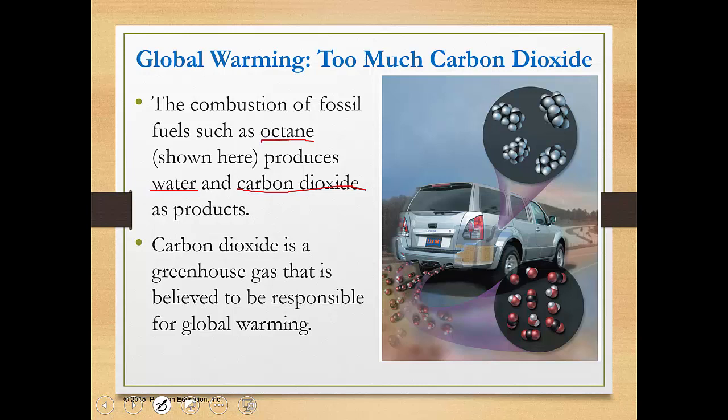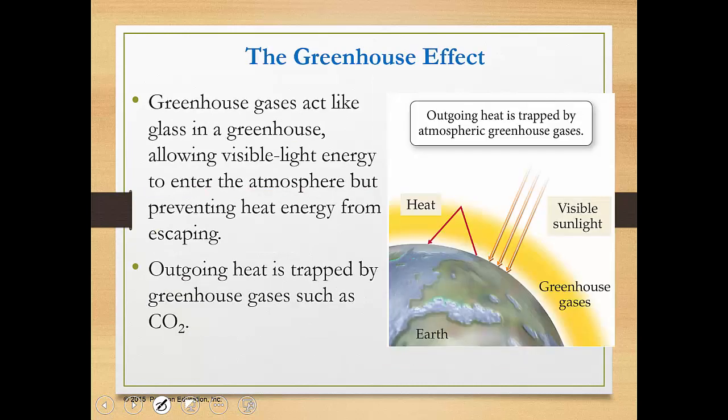Carbon dioxide then is a greenhouse gas. It's believed to be not wholly responsible, but a majority of what's responsible for global warming, because there are so many of us driving cars. There are so many industries that are burning fossil fuels, that are combusting these things that produce carbon dioxide. So what's the mechanism behind this?